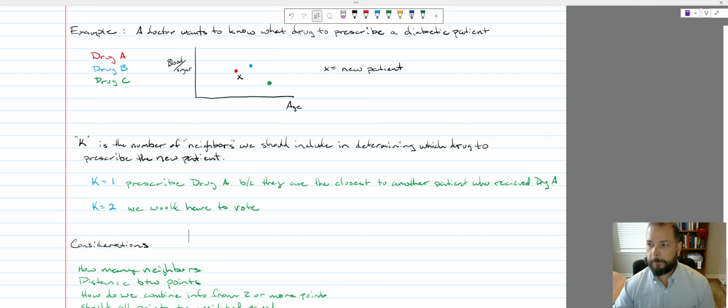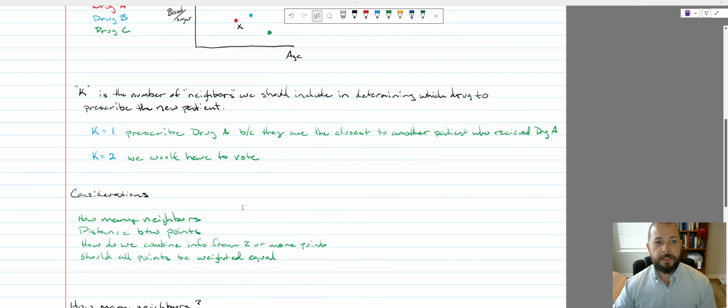particular patient. So some of the considerations for determining this are, one, how many neighbors do I want to involve in this discussion? So how many K's do I want to have? The other thing I need to consider is the distance between these points. So how do I measure the distance between each of these points?